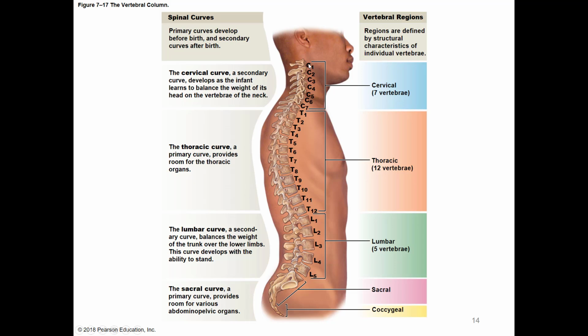So starting with the cervical, these are the cervical vertebrae with a C beside them. And this is going to develop as the baby learns to balance the weight of his or her neck on the vertebrae. And then we have the lumbar curve, which is also secondary. It's going to balance the weight of the trunk over the lower limbs. So this curve is what's going to help you to be able to stand. And so lumbar, these vertebrae are designated by L's.